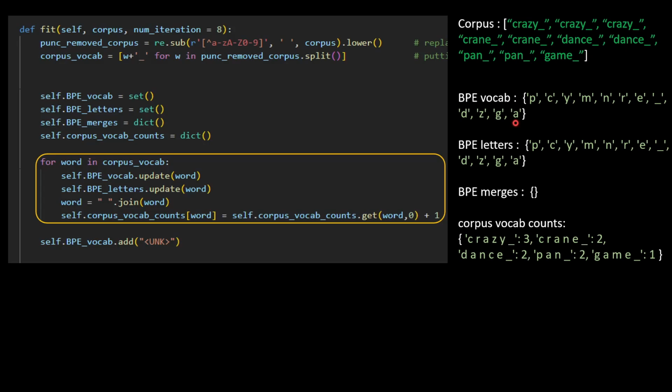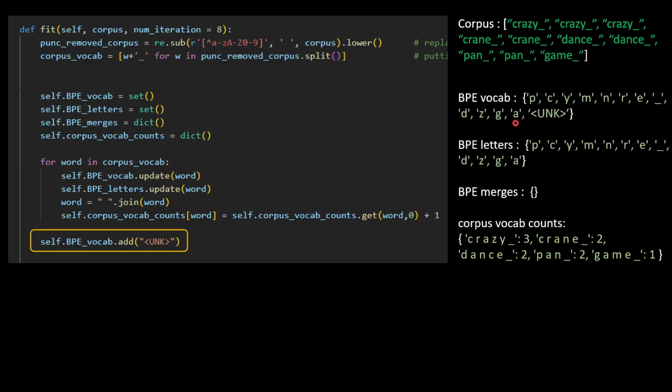I think you have already guessed it. Because we have used only unique letters from the corpus, we need to handle the out of vocabulary letters, and that is exactly why next we are going to add an unknown token in the BP vocab to handle the unknown or unseen letters. Now with that we have come to an end of part 1. Let's jump into part 2 now.